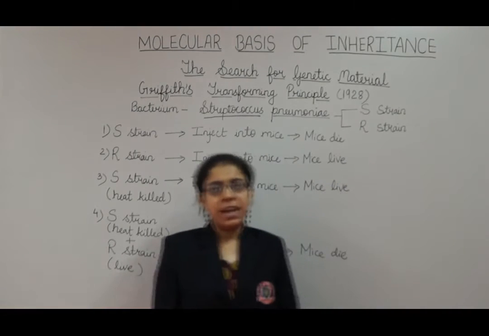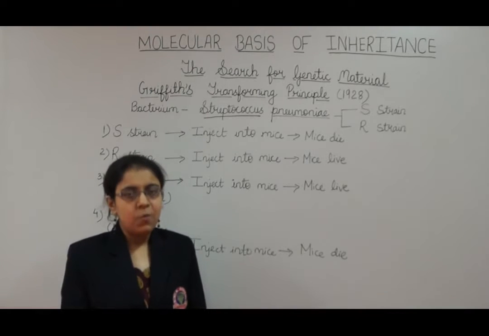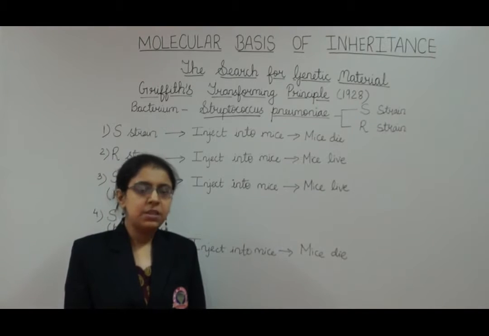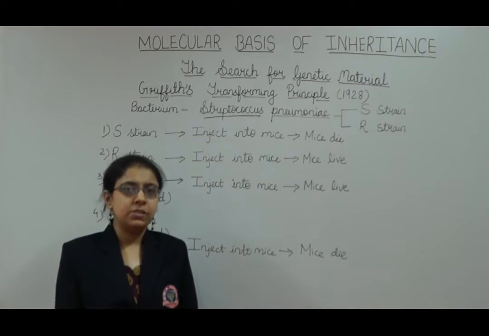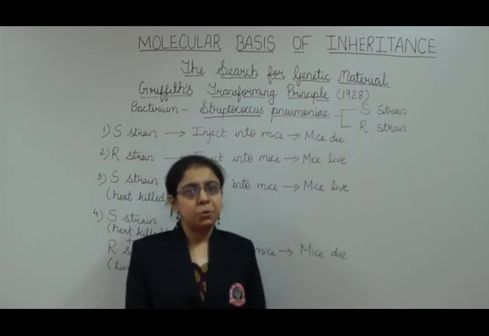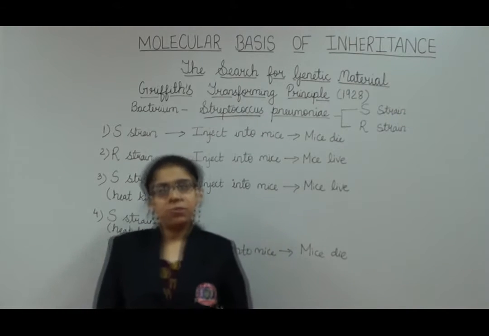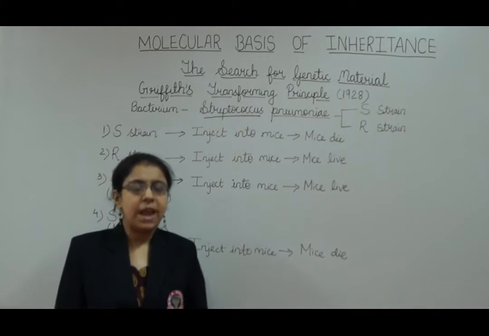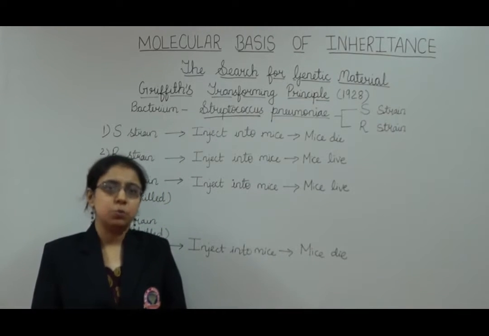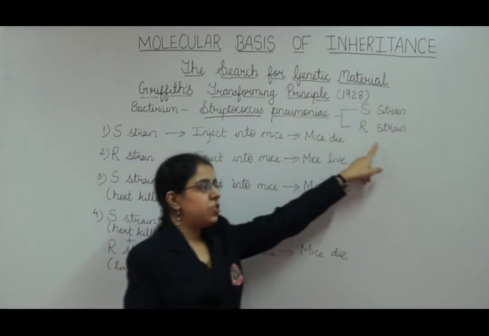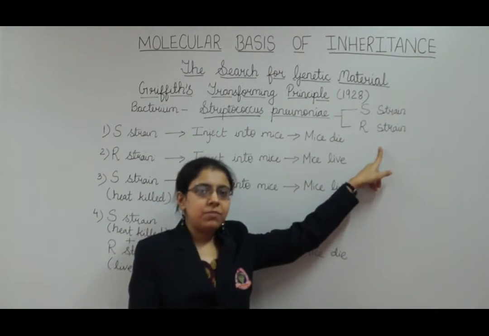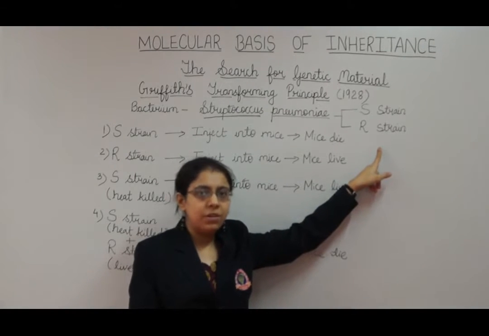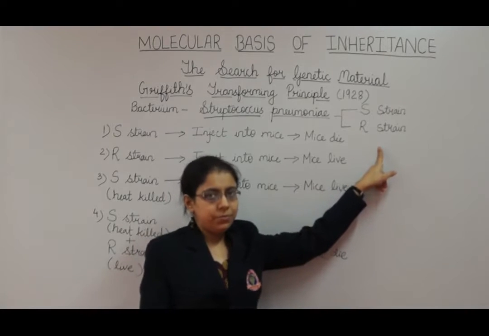S strain is called the smooth strain because when it forms colonies, the colonies appear smooth. That is, the bacterial cells are surrounded by polysaccharide coats. Due to the presence of polysaccharide coats, the bacterial cells get a smooth appearance and thus their colonies appear smooth. Whereas the rough strain bacteria do not have the polysaccharide coat, due to which they do not have the smooth covering and so they appear rough.